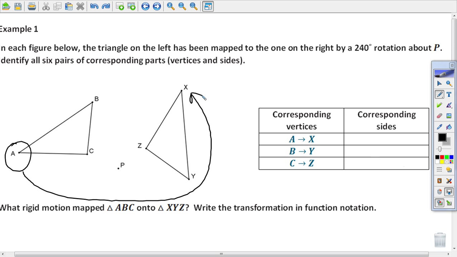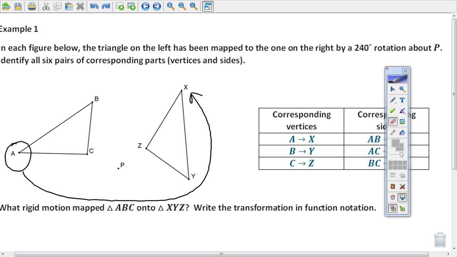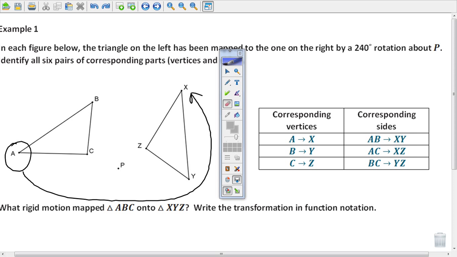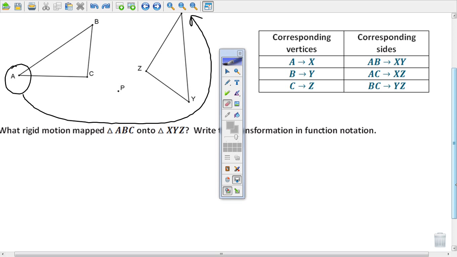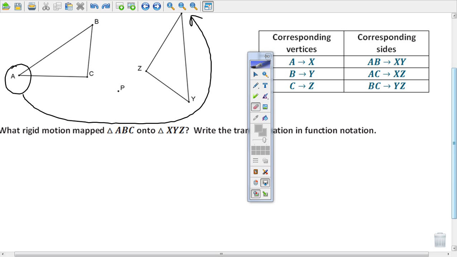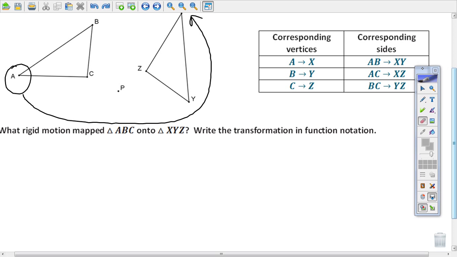B would go to Y, B maps onto Y, and C maps onto Z. How about the corresponding sides? Well, which sides correspond together? Well, AB is going to map onto XY. AC maps onto XZ, and BC maps onto YZ. So that's the corresponding sides and vertices, so write those in there correctly if you didn't quite get that right the first time. What rigid motion maps the triangle ABC onto triangle XYZ?